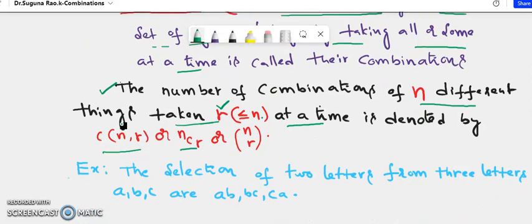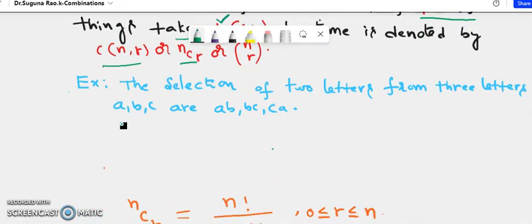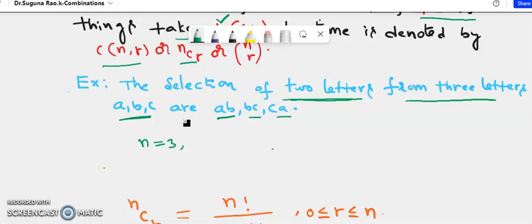Okay, to understand this definition, we have an example here. The selection of two letters from three letters ABC are AB, BC, CA. So, by applying the above formula for this problem, we have n equals 3 here, r equals 2, since 2 letters word can be formed. So that's why r equals 2. By applying this formula, 3C2.